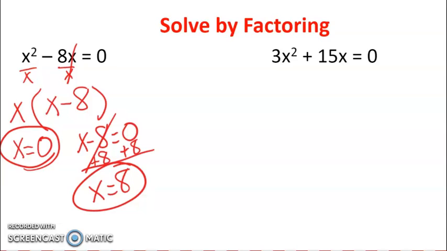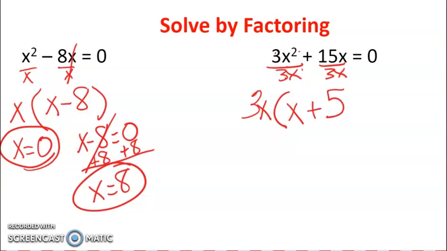Now let's try the one next to it. Determine what the GCF is. It's a 3x, so that means we're going to divide both of these by 3x. So 3 divided by 3 is 1. X squared divided by x is an x. 15 divided by 3 is 5, and x divided by x cancels out the x. Okay, so these are our two factors.